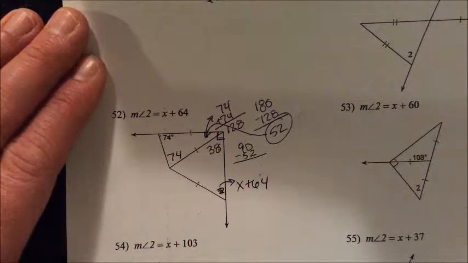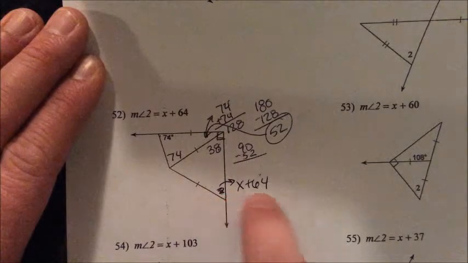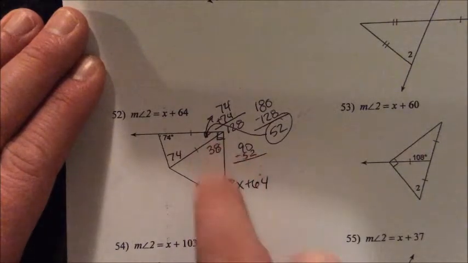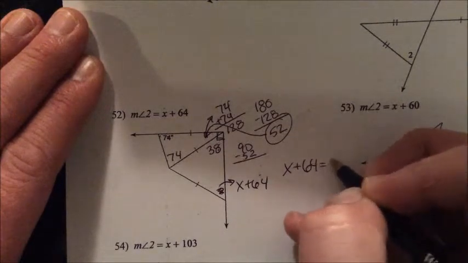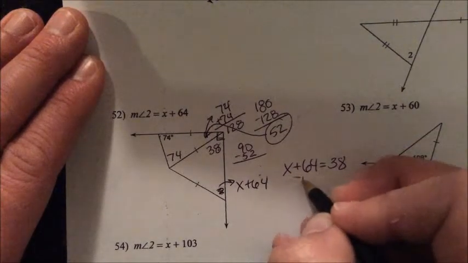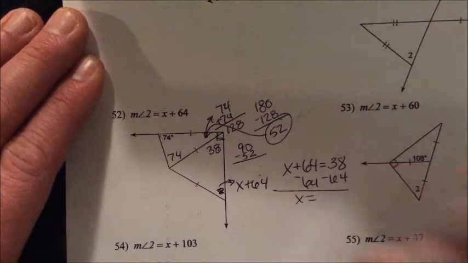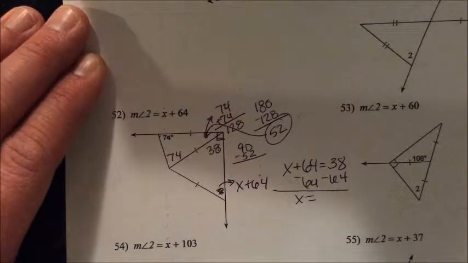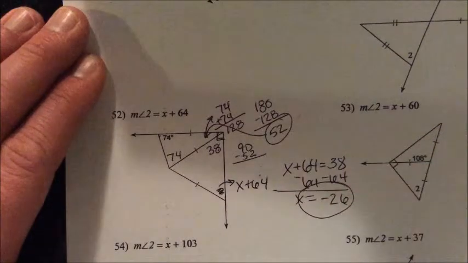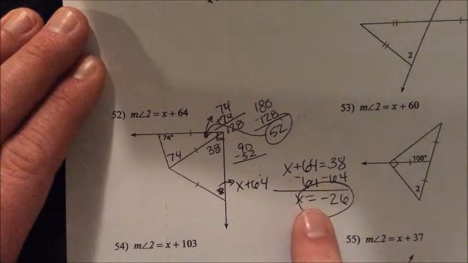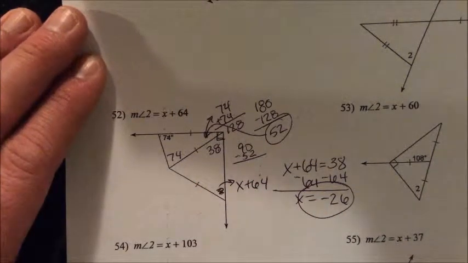What makes it a little bit more complicated, but not too much, is that these two angles are equal to each other. We know this right here equals 38 based on our rule up here. So all we need to do is say x plus 64 equals 38, and we solve it by subtracting 64 from both sides. X equals negative 26. Again, you can have a negative value for x because it's a variable. You cannot have a negative value for your angle.